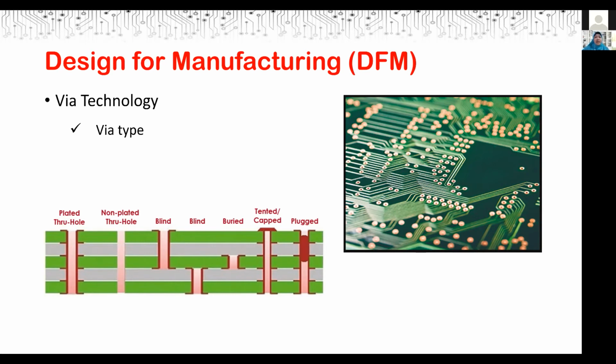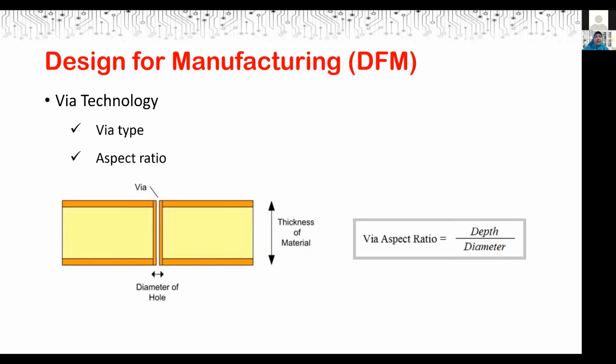Besides talking about vias, we also have to think about the aspect ratio. Aspect ratio refers to the thickness of the PCB board versus your via diameter. You cannot have a very thick board with a very small via. This will affect the aspect ratio and the yield of your PCB board. The higher your aspect ratio, the lower the yield you can get from your manufacturer, and the more costly it will become.